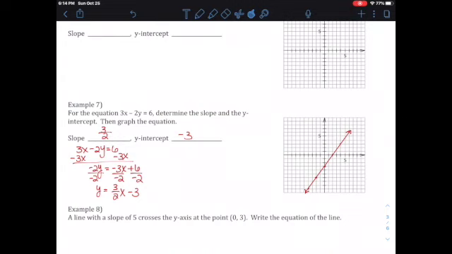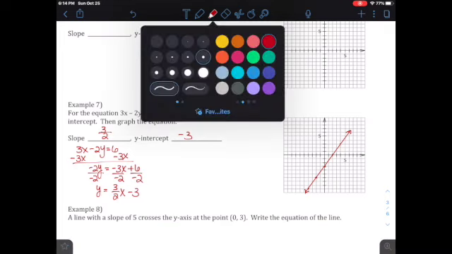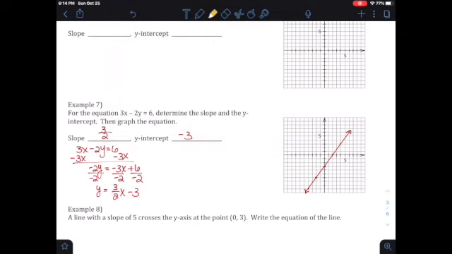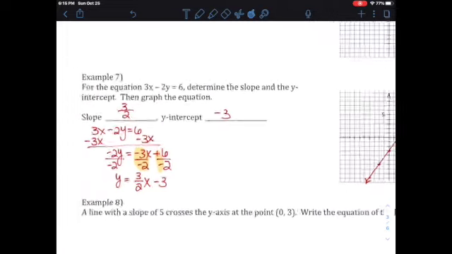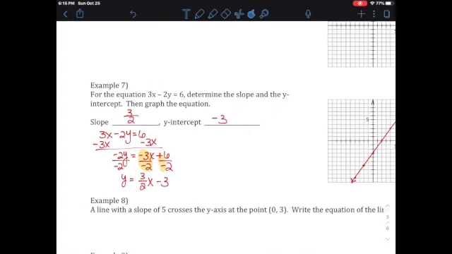Here's the answer for number 7. The equation I got is y equals 3 over 2x minus 3. The reason I want you to write it out by dividing all 3 terms is because I'm worried you're going to mess up your sign right here. Negative becomes positive, and a positive divided by a negative equals a negative. So please remember, when you divide, you have to divide every single term. Okay, that's number 7.